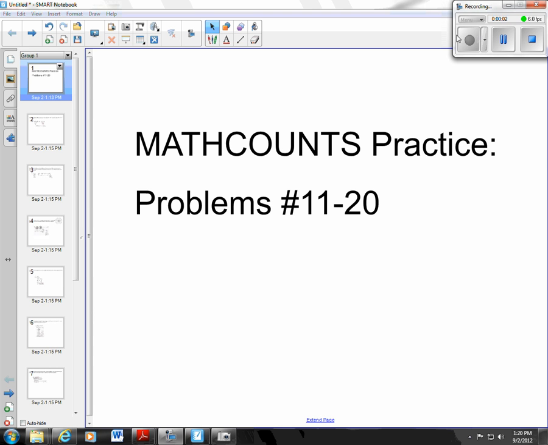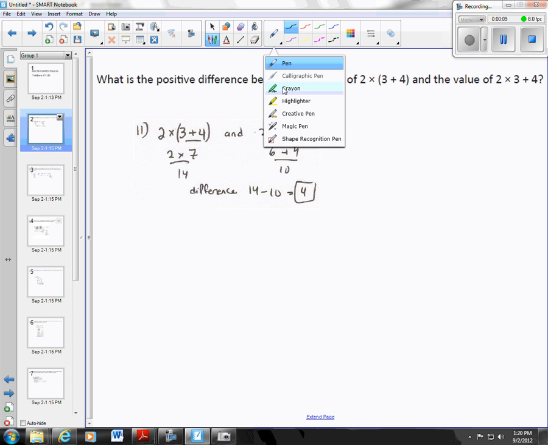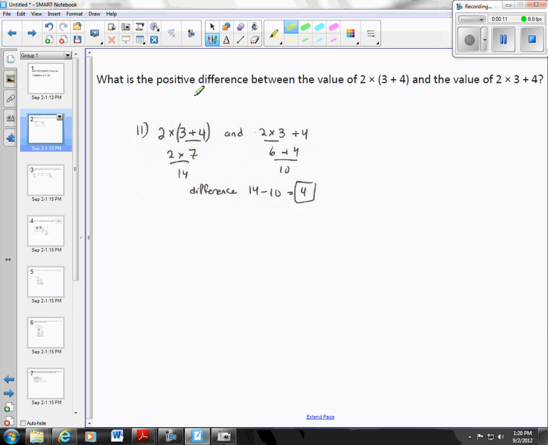This is the second 10 problems in the MATHCOUNTS practice set, numbers 11 through 20. All right, the first question we have: what is the positive difference between the value of 2 times 3 plus... Now you should immediately recognize this as an order of operations question. So we just have to find the difference between the solutions.